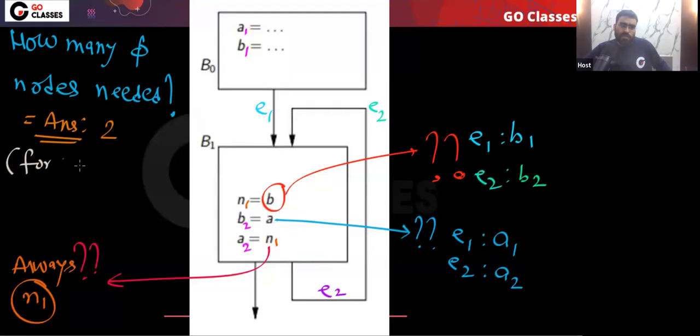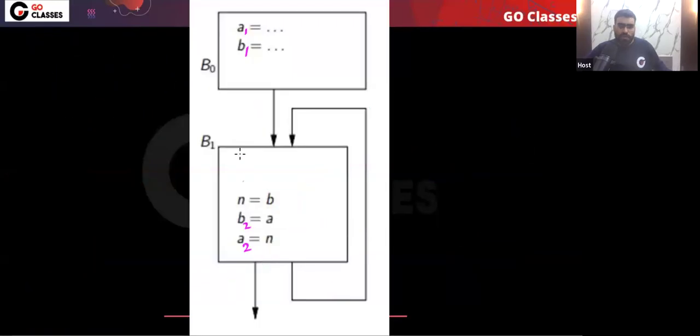For which variables? For variables A, B. Yes or no? Do you agree with me? So we need 2 phi nodes. Okay, very simple. If I call it N1, then this will be simply N1. We need only 2 phi nodes.